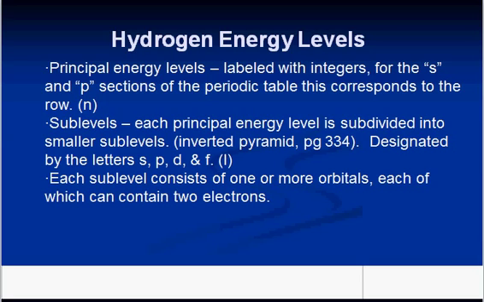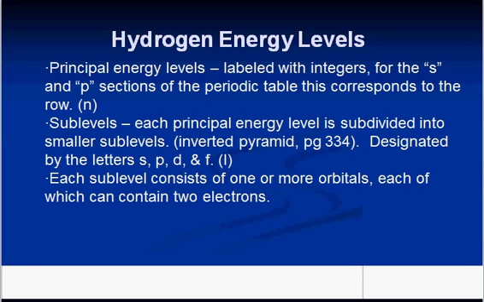The principal energy levels we label with the integers. For the S and P sections of the periodic table, this corresponds to the row number. So, for example, the first row is 1, second row is 2.